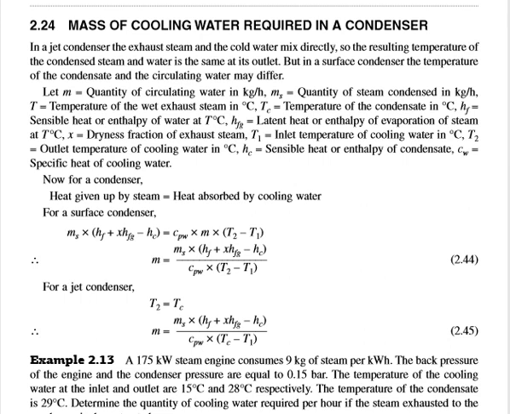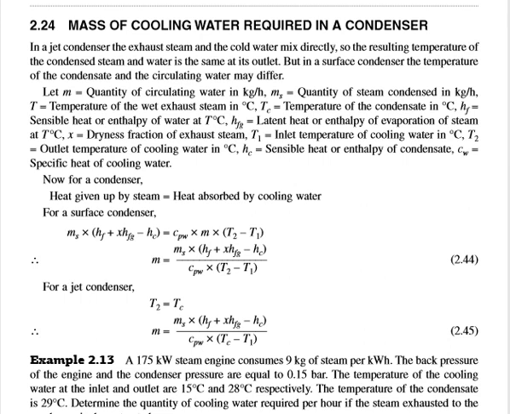Listen, what happens in a jet condenser: the cold water and exhaust steam from the turbine mix directly, so the resulting temperature of the condensed steam and water is the same at the outlet. But in a surface condenser, the condition is different. In a jet condenser there is direct contact of the exhaust steam and cold water, but in a surface condenser the temperature of condensate and circulating water differ.